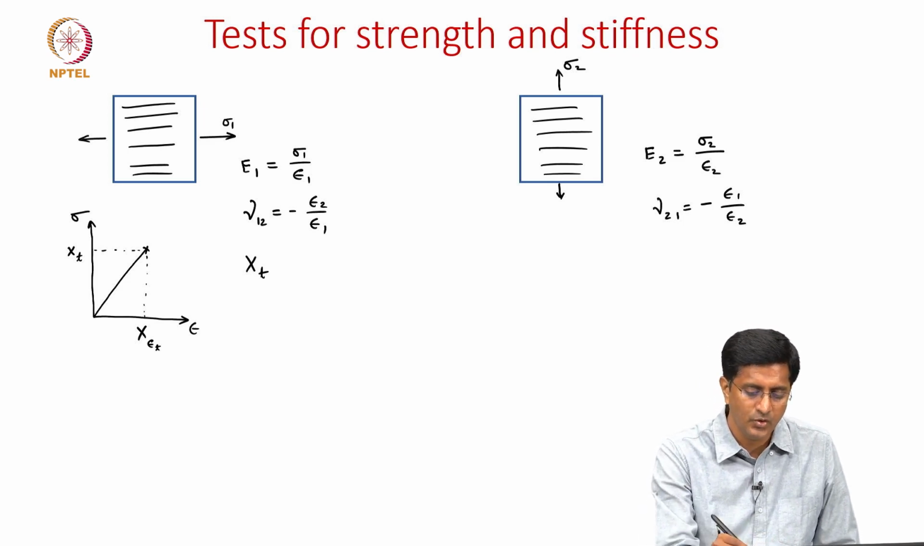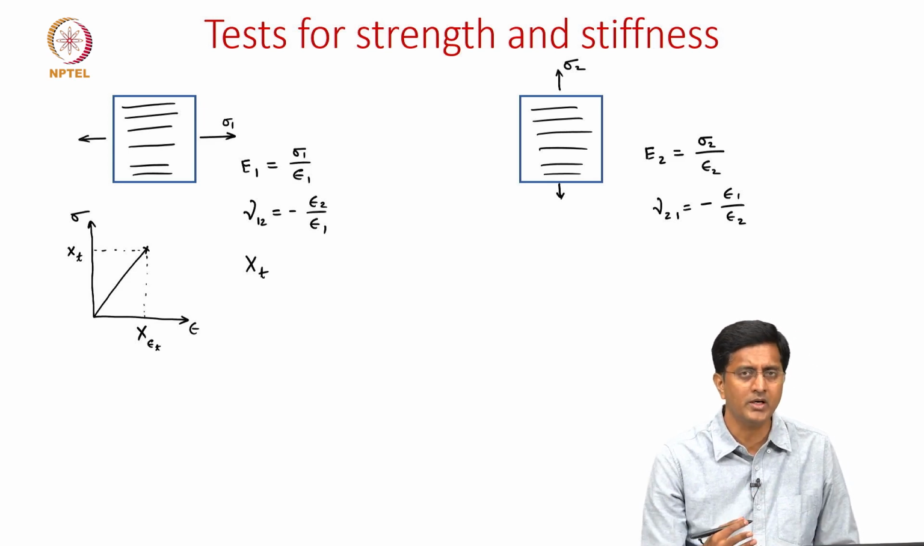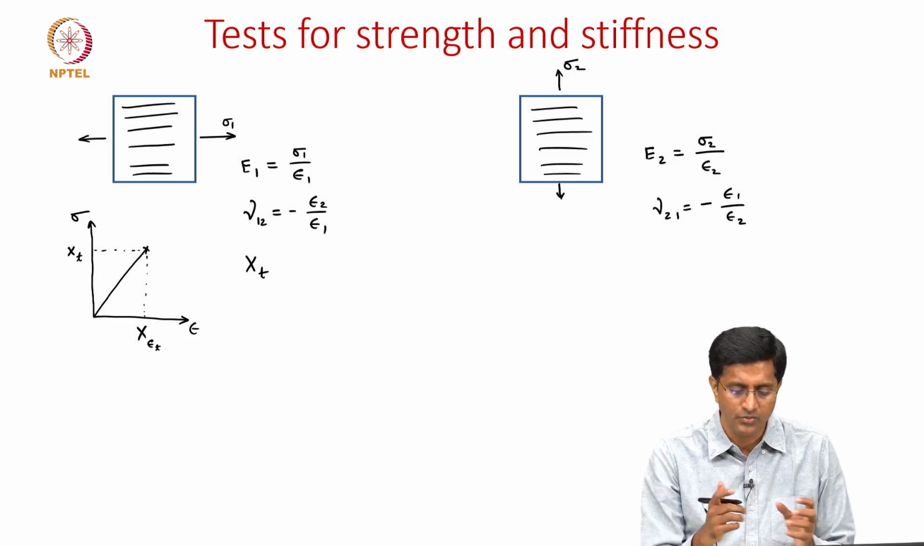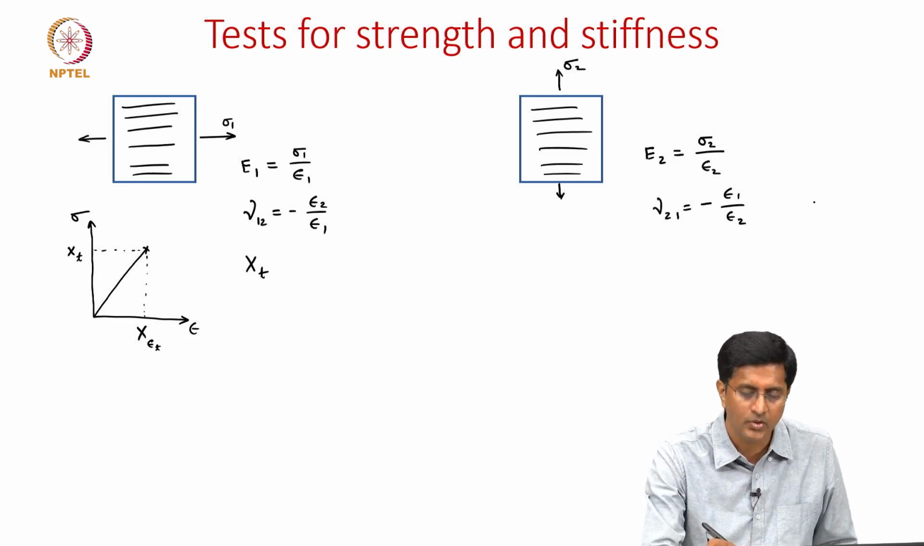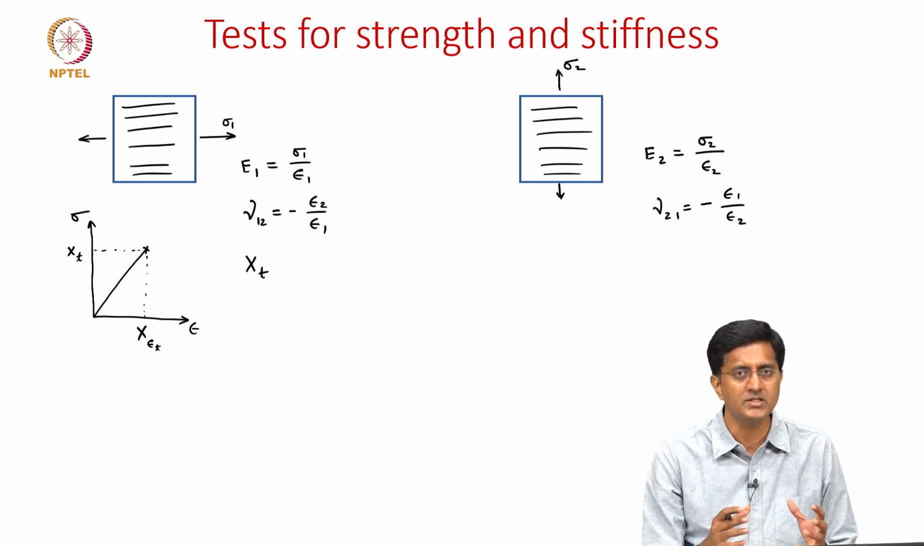Here you will see that nu21 is redundant because we already know the E1 value, the E2 value, and the Poisson ratio nu12. But if we are doing an experiment, it is good to find this value, because you can relate the two Poisson ratios, and if they match, it only confirms that the analysis we are doing is correct.